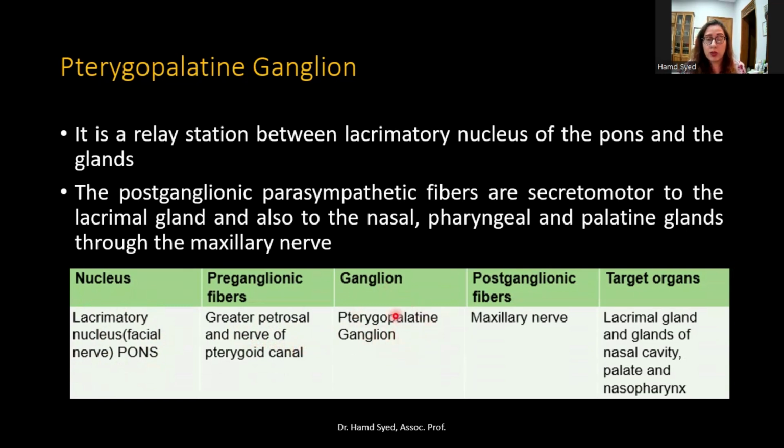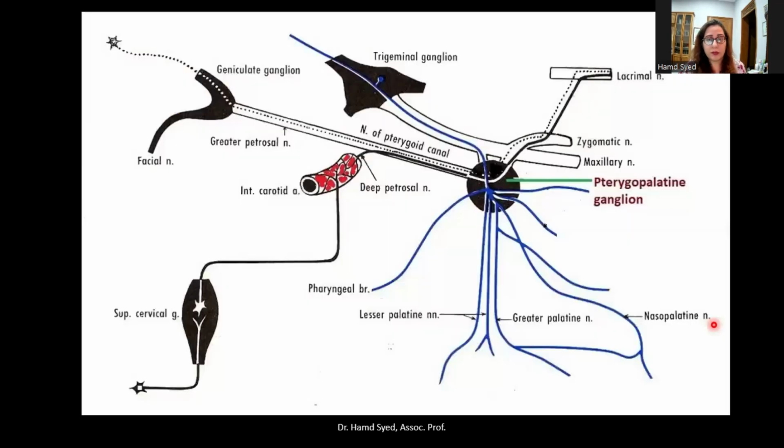So here are the postganglionic parasympathetic nerve cell bodies, which then travel as the postganglionic fibers within the maxillary nerve, and their target organs are the lacrimal glands and also the glands of the nasal cavity, palate, and nasopharynx. So they're secretomotor to these glands. As you might have heard about hay fever, you get a runny nose. That is because of the stimulation of these glands, stimulation of these nerves.